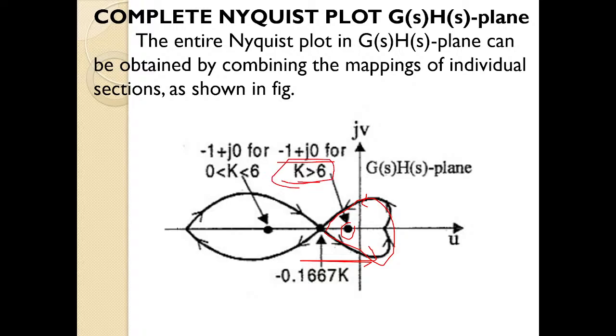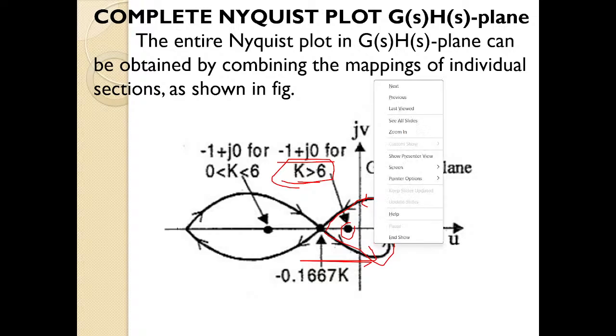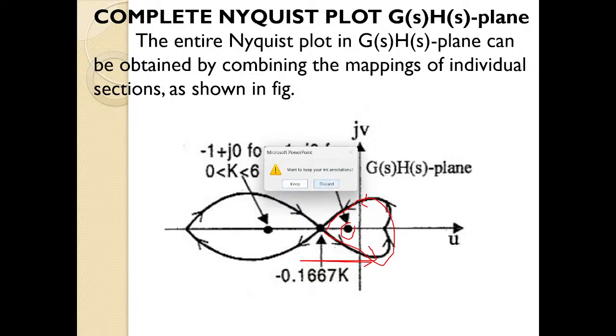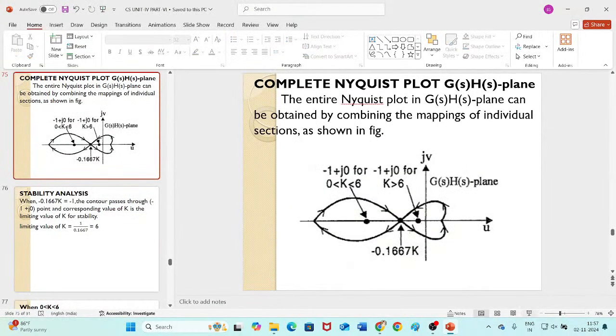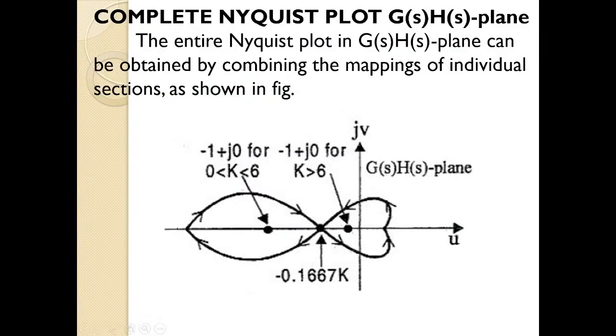So what is the range of k now? We don't have any specific range. Simply, we can say that if the k value is greater than 6, it can be 6, 7, 8, 9, up to any higher value you wish. For any value of k above 6, the system will be a stable system. This is the complete plot for the given system.